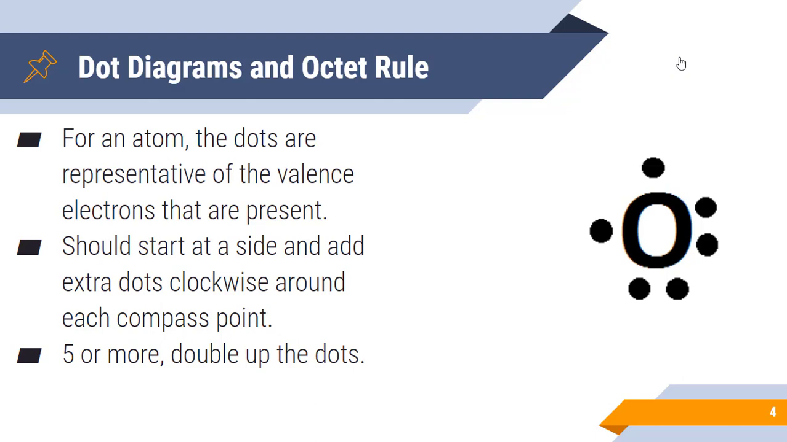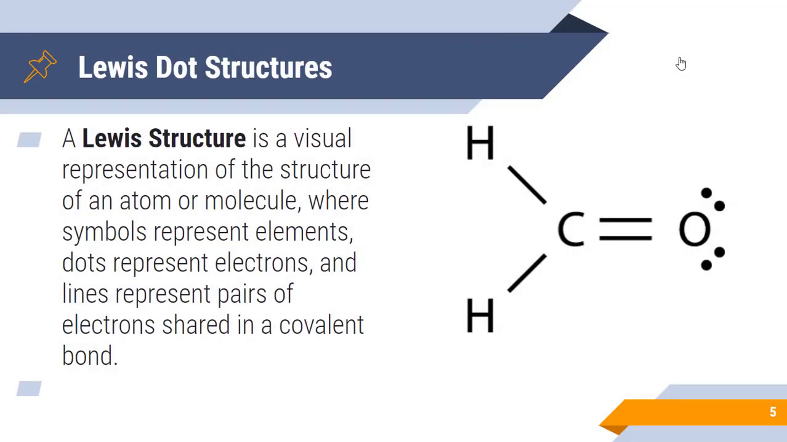Pretty straightforward. Hydrogen would have 1 dot, beryllium 2 dots, boron 3, carbon 4, nitrogen 5, oxygen 6, fluorine 7, neon 8, etc. Now when we look at a Lewis dot structure, it is a visual representation of the structure of an atom or molecule where the symbol represents the elements, the dots represent electrons, and the lines represent pairs of electrons that are shared in a covalent bond. So typically when we look at Lewis structures, we are looking at items that are covalent. Can you do them with ionic bonds? Yes, but they do look a little bit different.